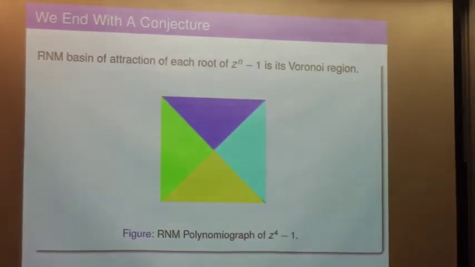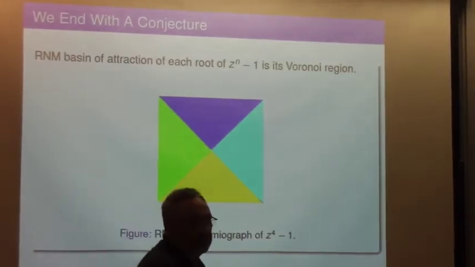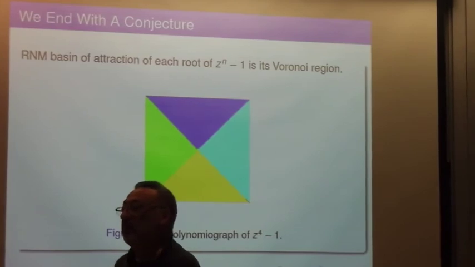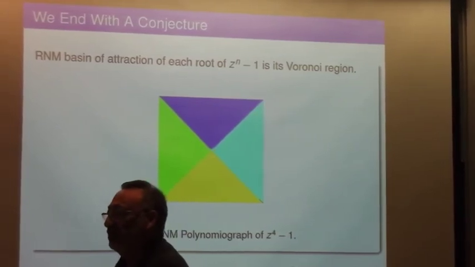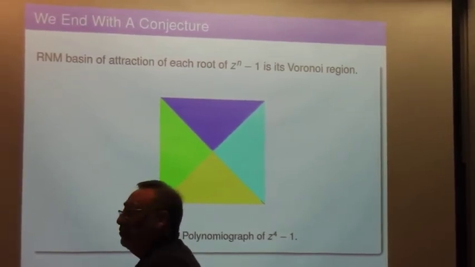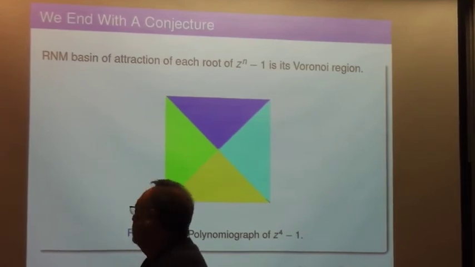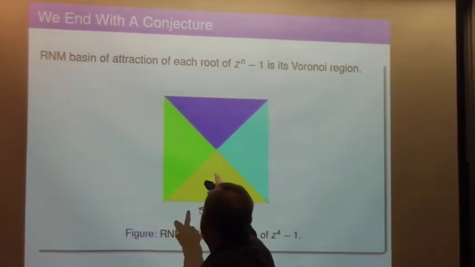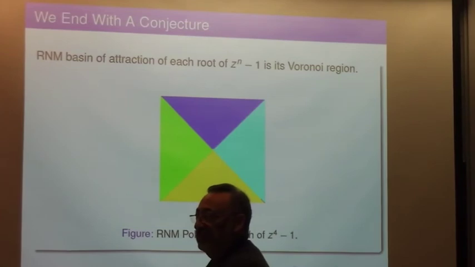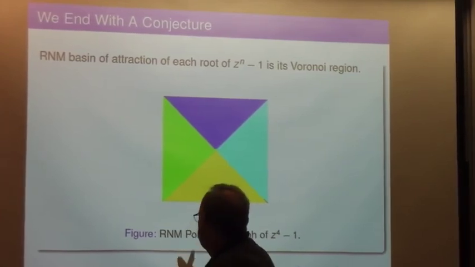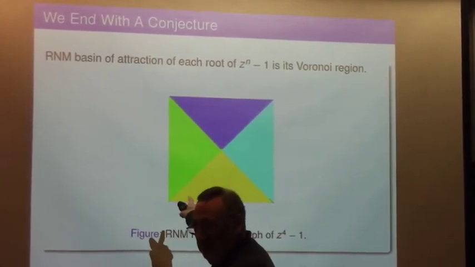And I like to end with a conjecture. There are many things that I still don't have a good feeling for. I like to give this conjecture that the robust Newton method, based on our attractions for z to the n minus 1, is its Voronoi region of the roots. And this is for, say, z to the 4 minus 1.